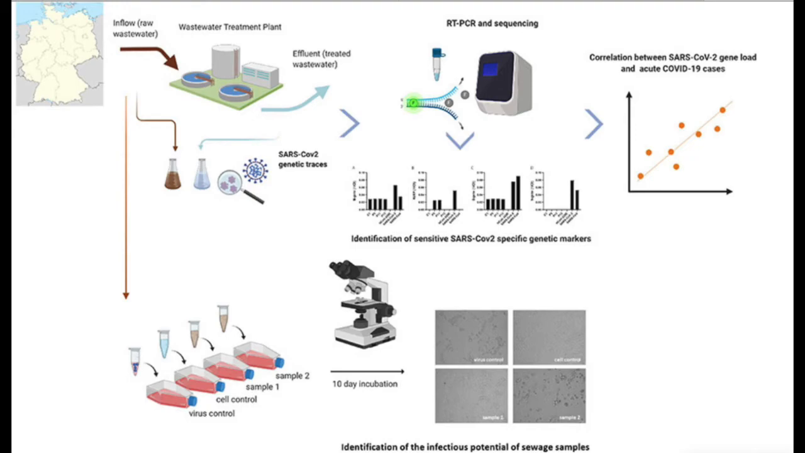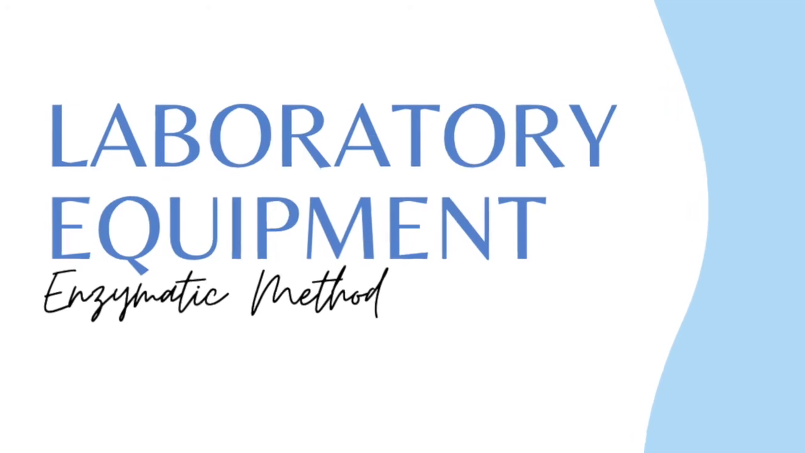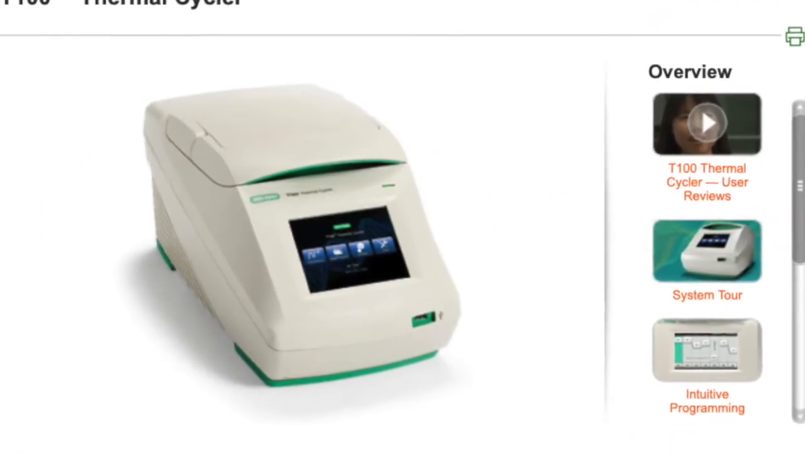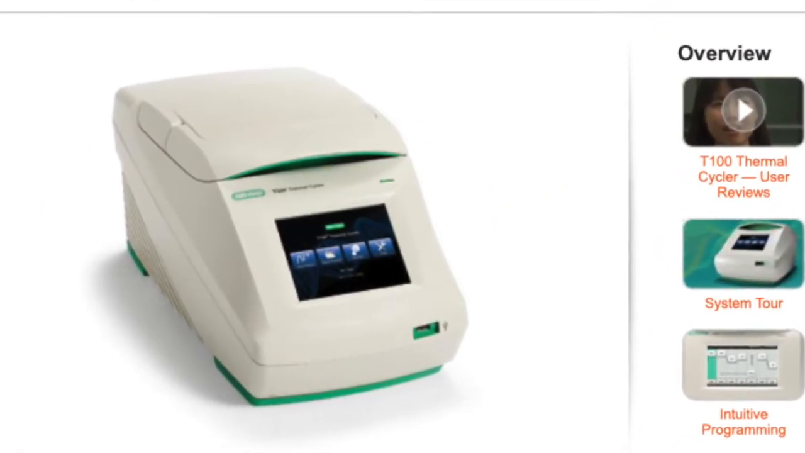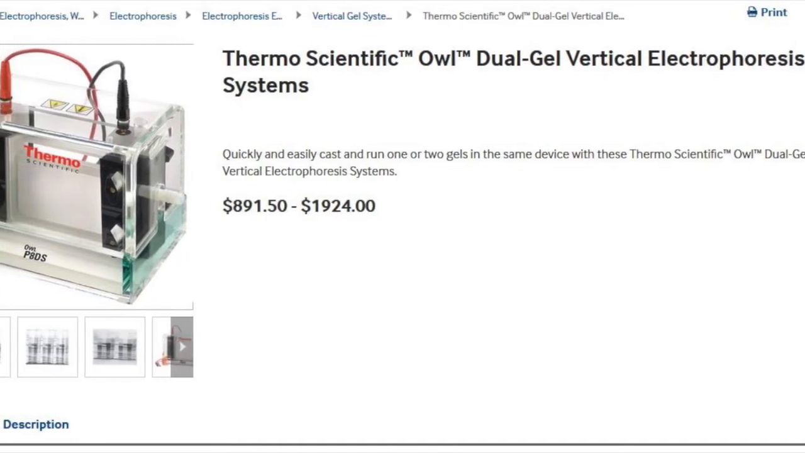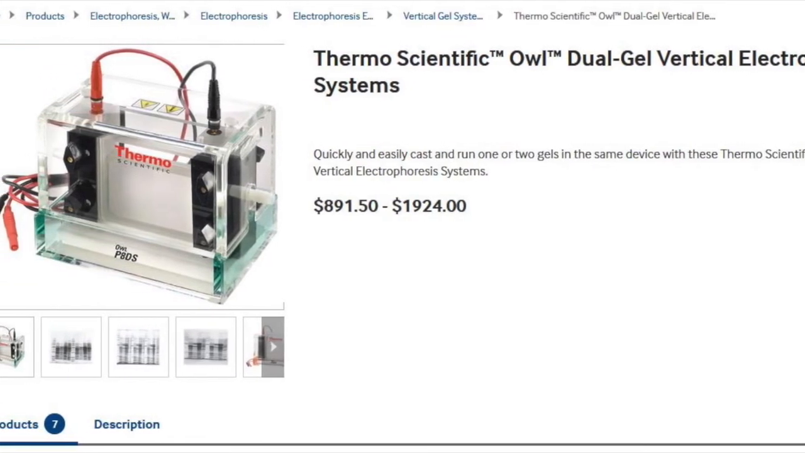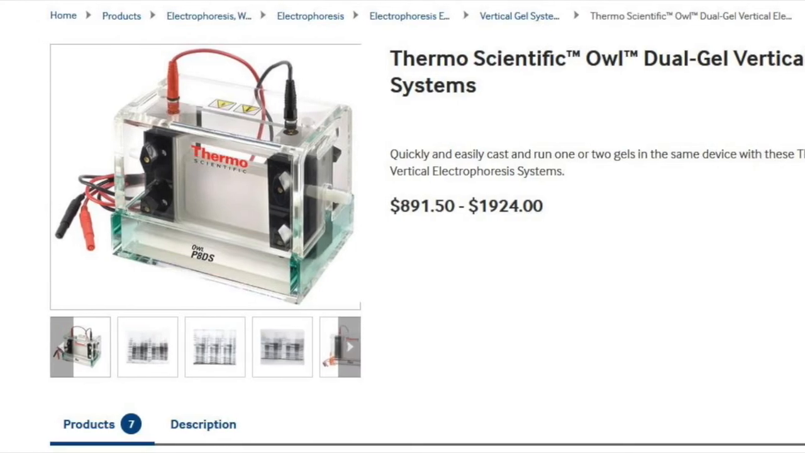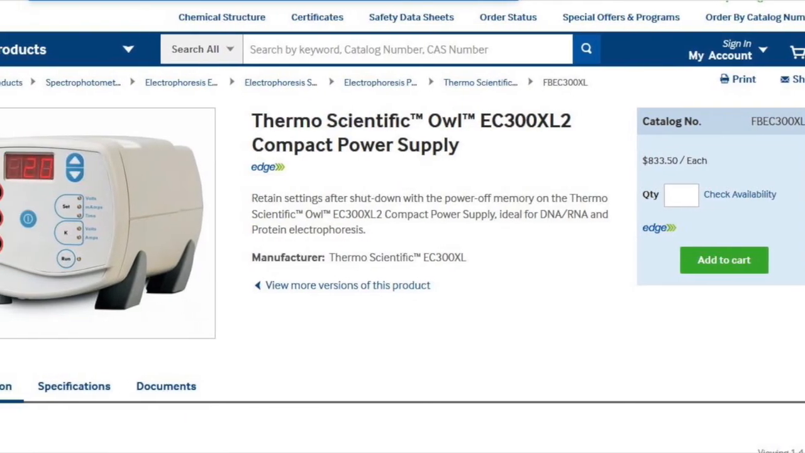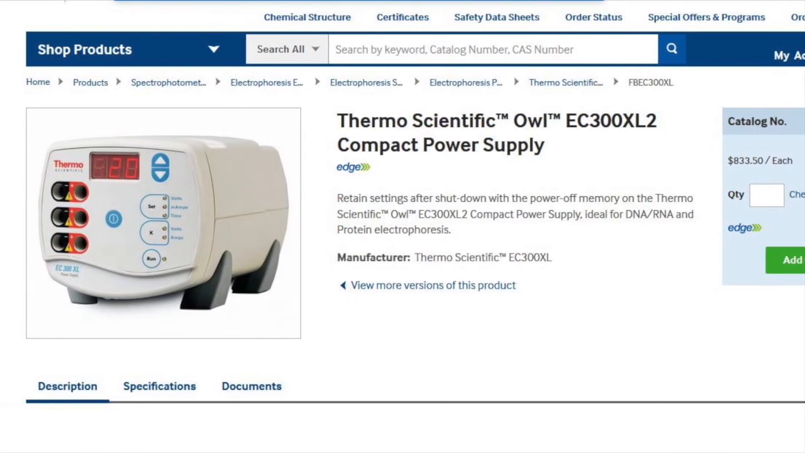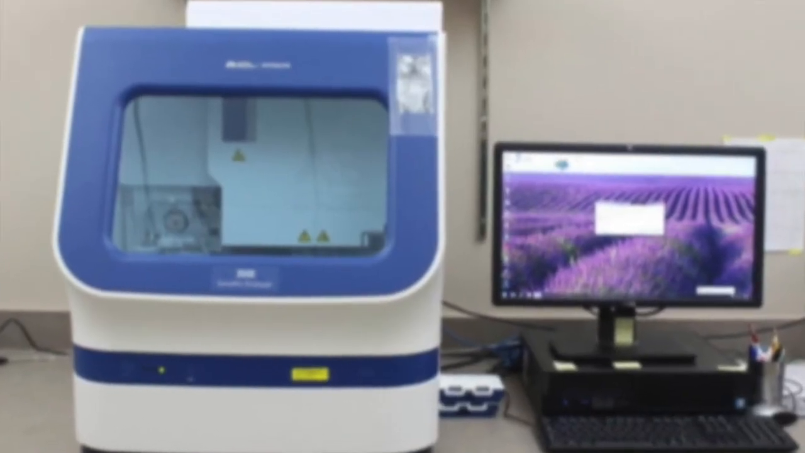The separation of the DNA fragments created in the Sanger-Coulson method is achieved by PAGE, the polyacrylamide gel electrophoresis. Here we show the vertical electrophoresis system made by Thermo Scientific Fisher with its due power supply.